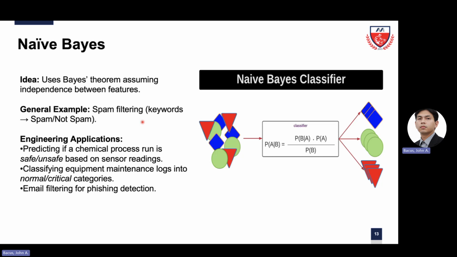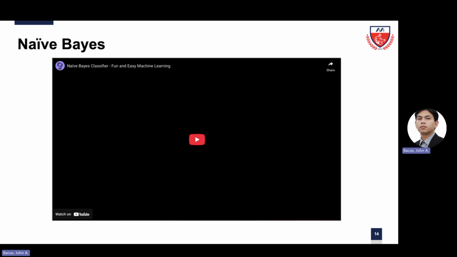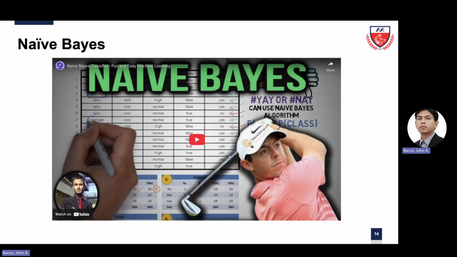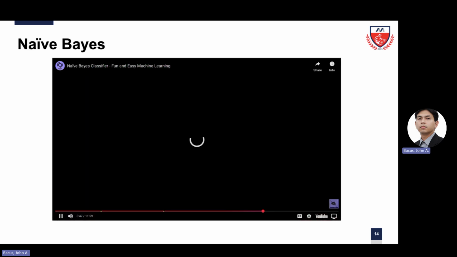Engineering applications include predicting if a chemical process run is safe or unsafe based on sensor readings, classifying equipment maintenance logs into normal or critical categories, or email filtering for phishing detection. The idea of naive Bayes heavily falls on probability, and I would want you to watch this wonderful explanation of naive Bayes in an animation.